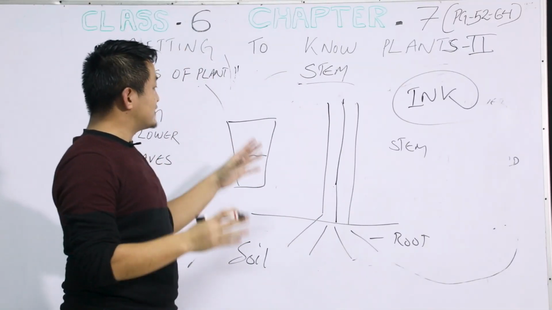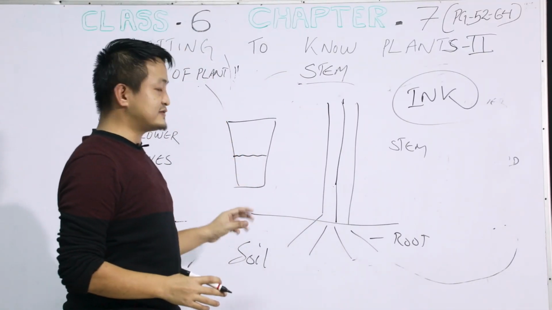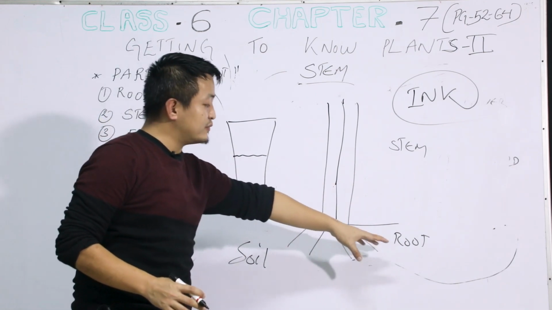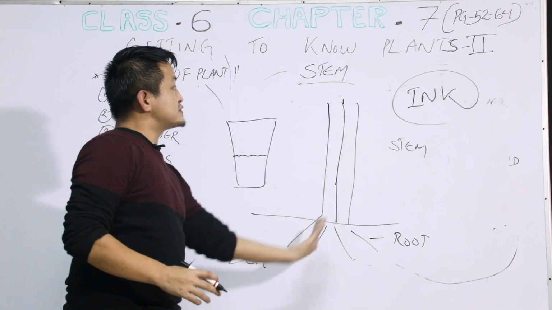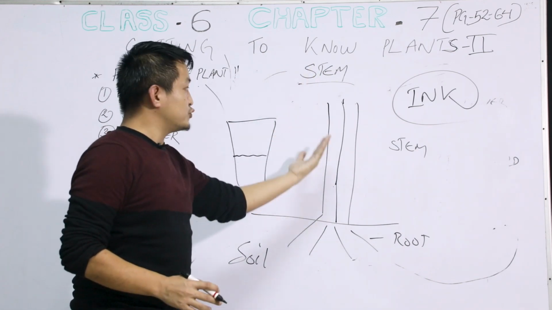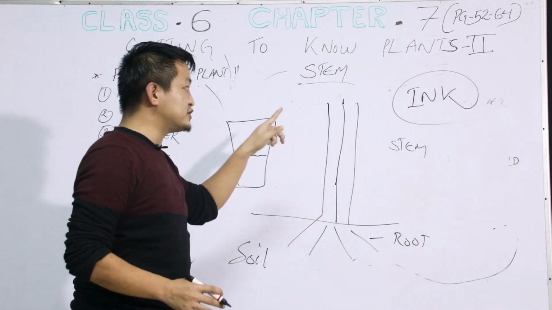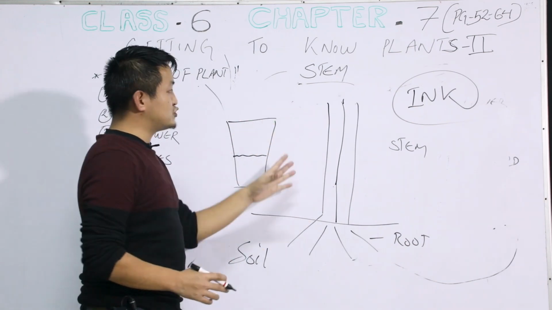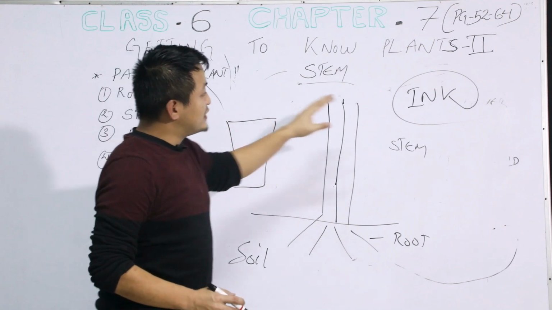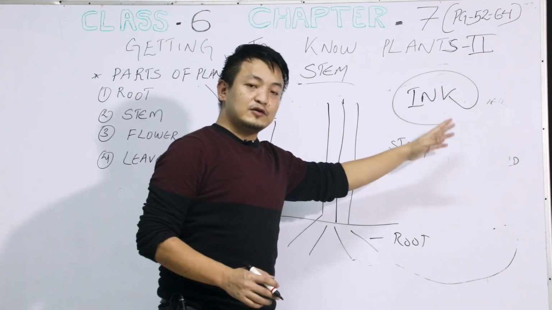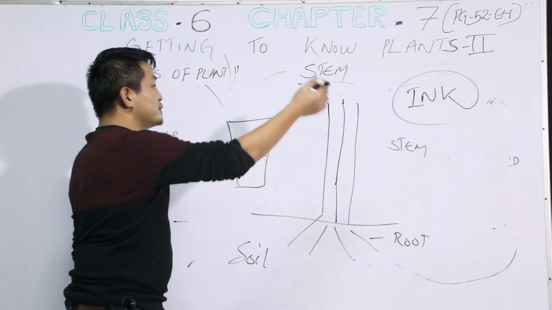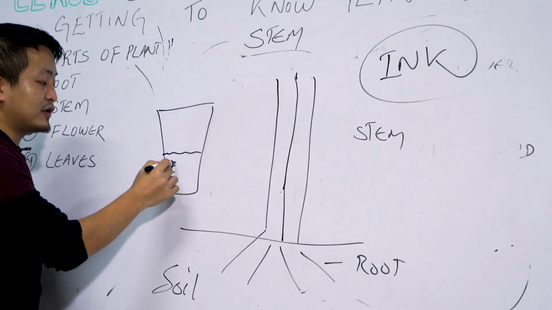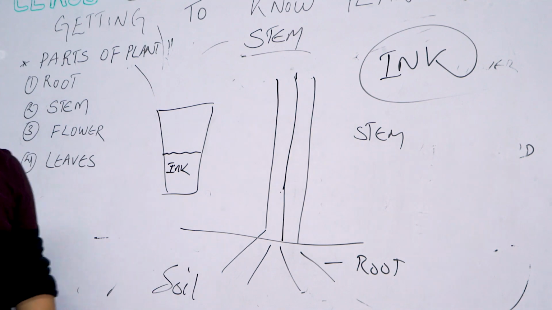So what we are trying to do with this experiment is prove how water is collected from the stem, and how it goes up through the stem to be distributed to different parts of the plant. So we need an ink, any color would do. Now we'll put some drops of ink in this water.